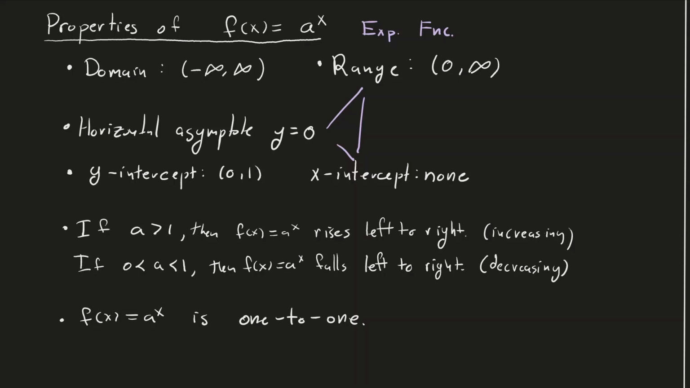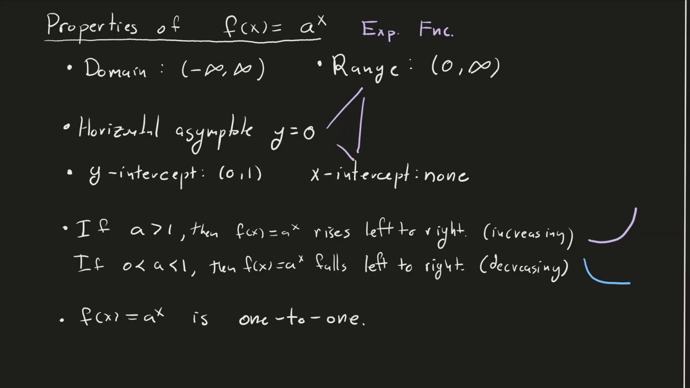And then as we noted, if a is bigger than 1, like for instance with the graph of 2 to the x, then f of x is equal to a to the x rises left to right, so it's increasing. So this thing looks like this. Now if a is between 0 and 1, like for instance with the graph of 1/2 as a base, this thing falls left to right. So this thing looks like this.